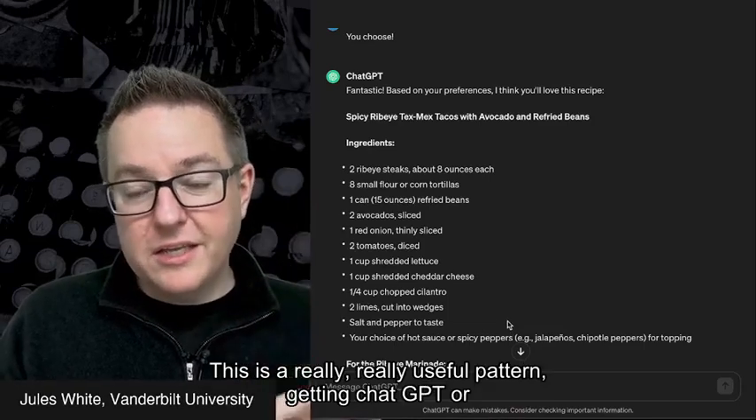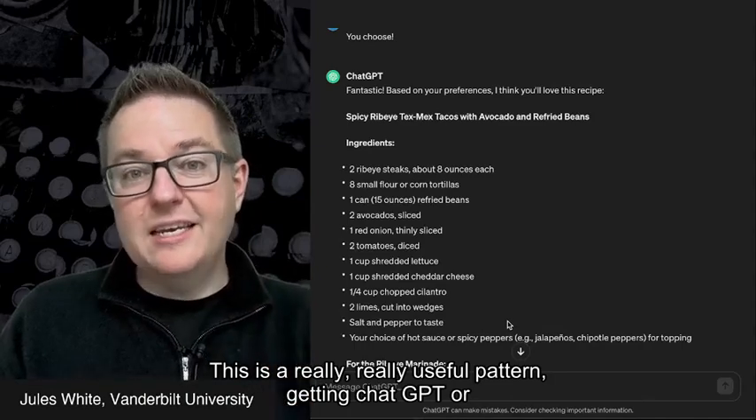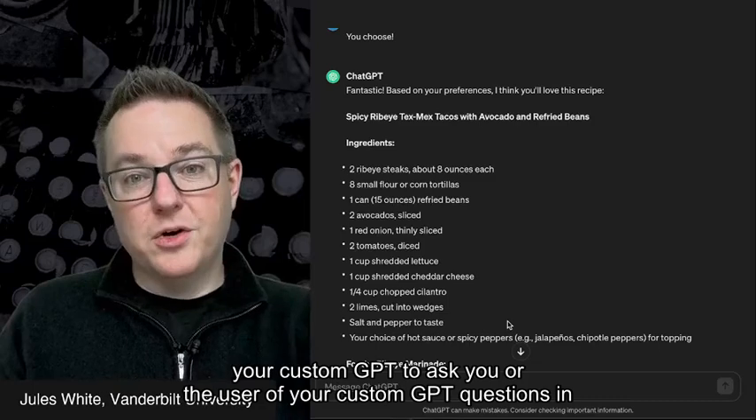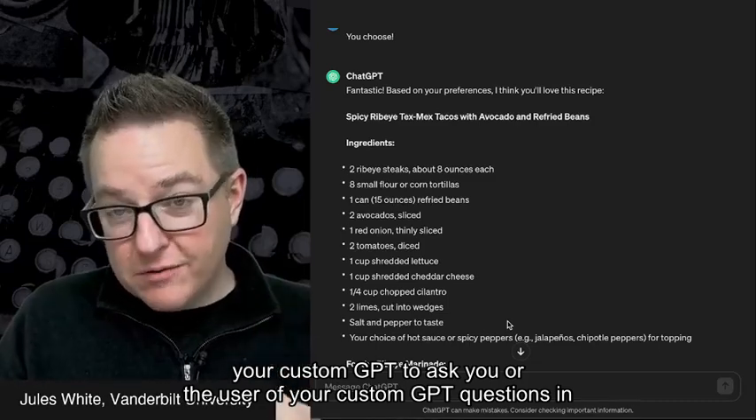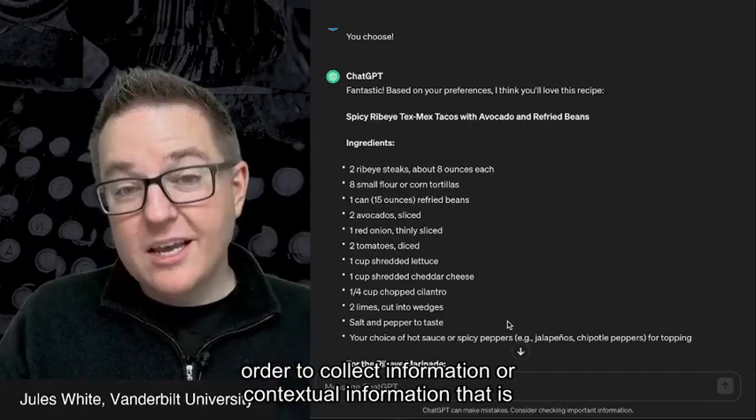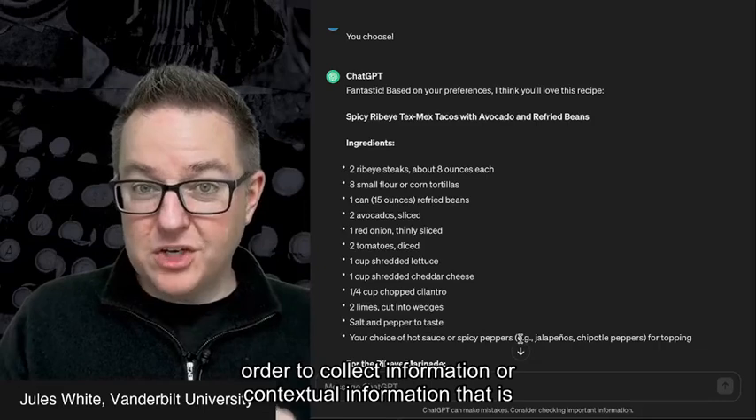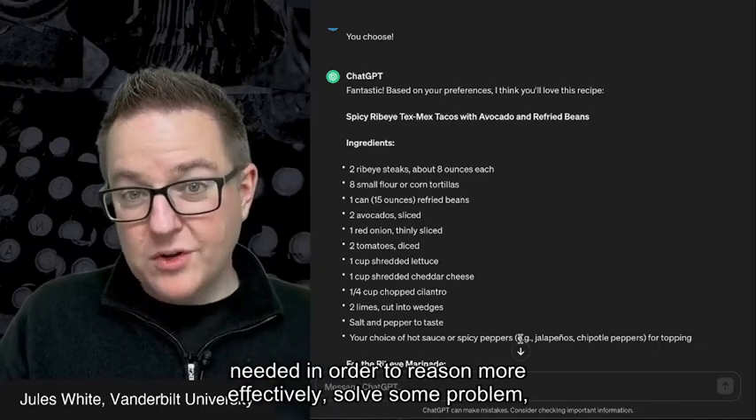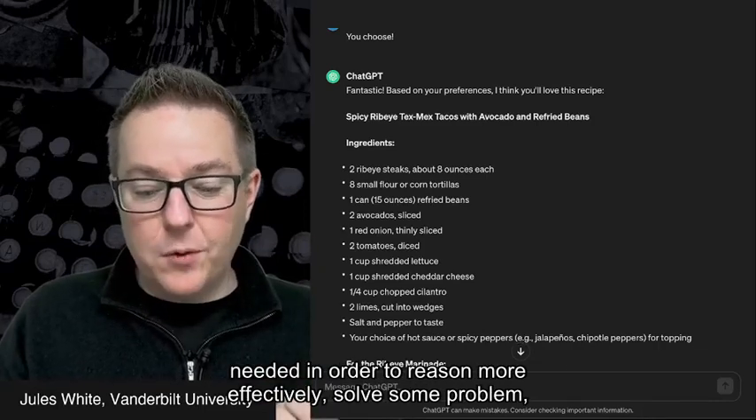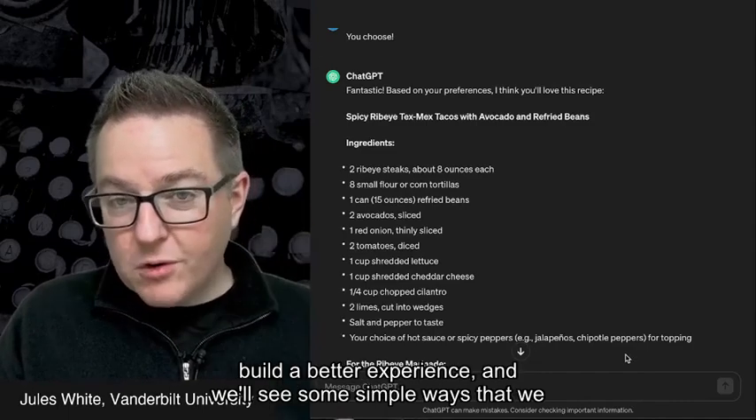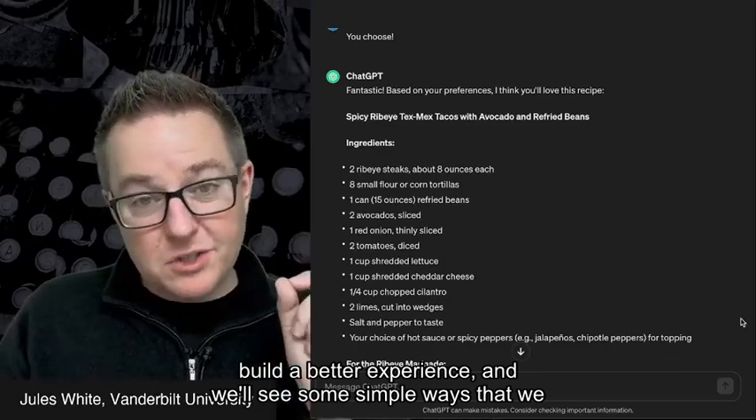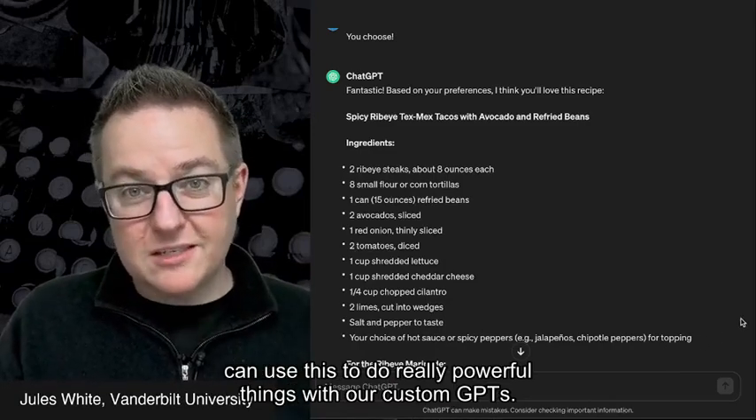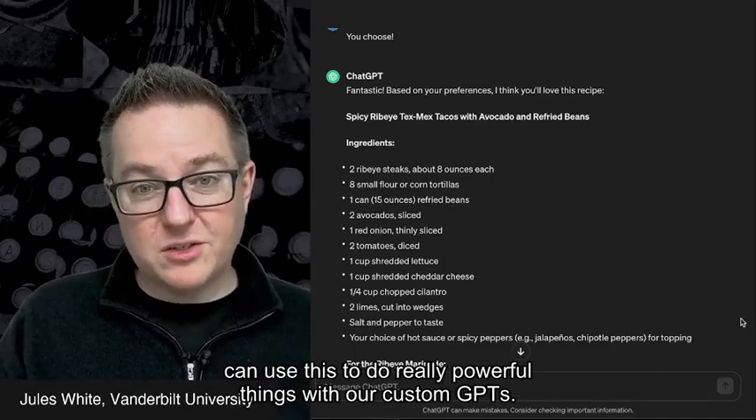This is a really, really useful pattern. Getting ChatGPT or your custom GPT to ask you or the user of your custom GPT questions in order to collect information or contextual information that is needed in order to reason more effectively, solve some problem, build a better experience, and we'll see some simple ways that we can use this to do really powerful things with our custom GPTs.